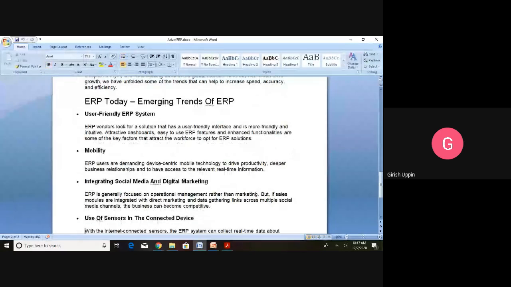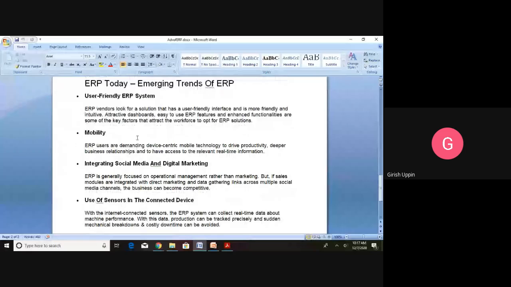Emerging trends in the ERP: user-friendly ERP system. ERP vendors look for a solution that has a user-friendly interface and is friendly and intuitive. Attractive dashboards, easy to use ERP features, and enhanced functionalities are some of the key factors that attract the workforce to opt for the ERP solution. So easy to understand, easy to use, very attractive dashboards, attractive GUIs, attractive reporting system. Those are the ones which will attract the workforce to use the ERP.